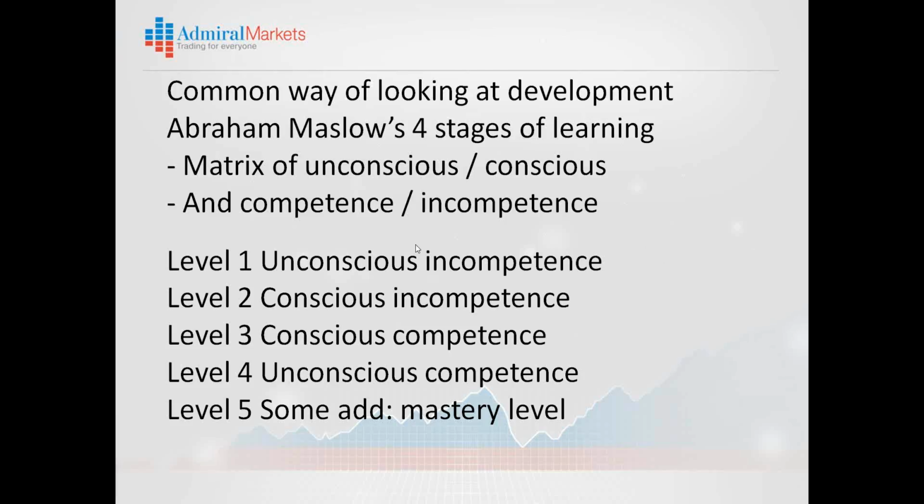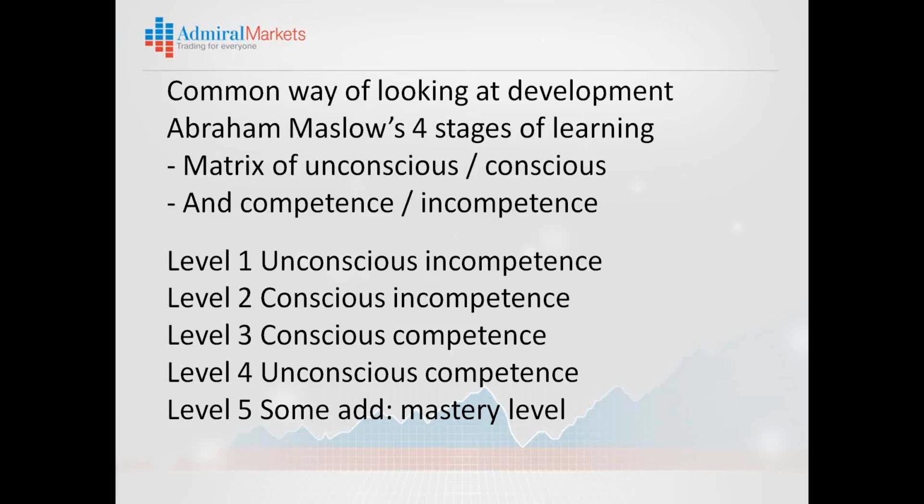Basically, Maslow used this matrix of unconsciousness versus consciousness and competence versus incompetence, and it's a common way of looking at development of skills and skill sets. Level 1 is unconscious incompetence. You're not aware of the things that you should be aware of and should know. So it's kind of in the darkness, trying to succeed without the bearings and the fundamentals and the knowledge you need to succeed. You're just walking blind, and you're eventually going to hit the wall.